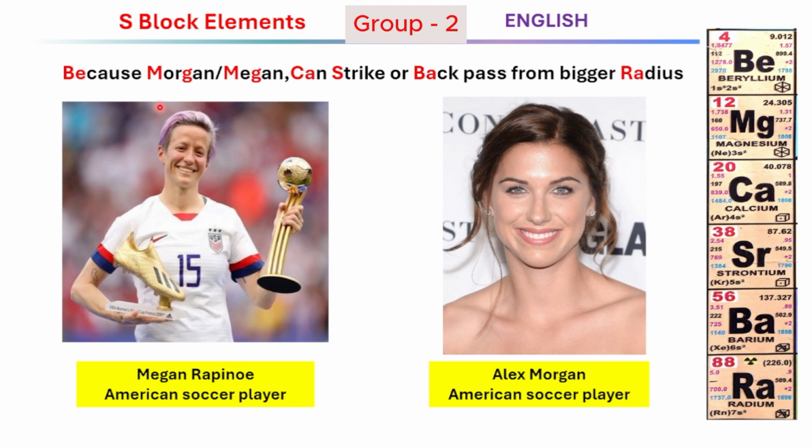So what is the reason the men's team lost? Because Morgan or Megan, whichever you like, can strike or back pass from a bigger radius. They were striking from far away as well as giving good back passes. So because Morgan or Megan can strike or back pass from bigger radius, that's why the men's team lost the match.